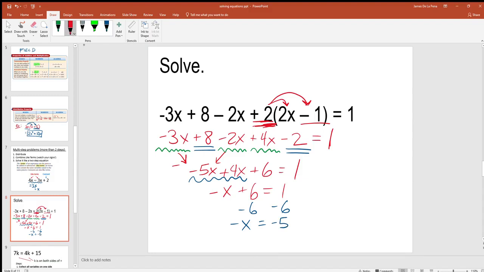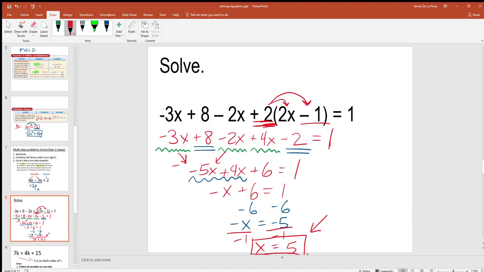What we have here is really negative 1 times x. So we want to divide by negative 1 on both sides to get rid of that. And we have our solution: x equals negative 5 divided by negative 1, which is positive 5. So our solution, again, to this entire problem, multi-step, a lot of steps, is x equals positive 5.